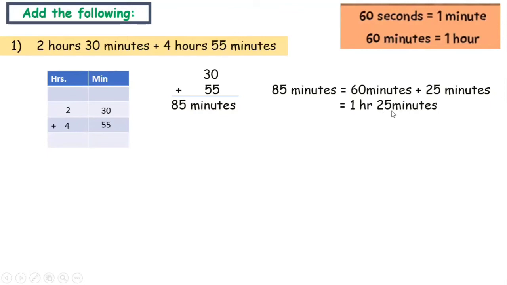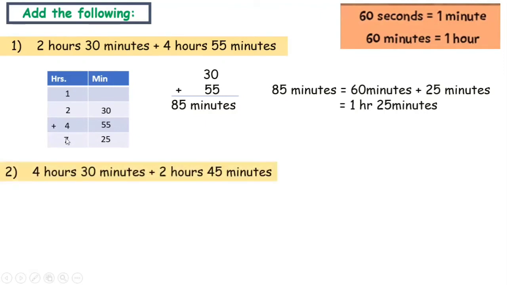So now this 25 minutes, I write it over here. Instead of 85 minutes, I write 25 over here. And this 1 hour, I put it in the hours column. Okay. Now I add 1 plus 2 plus 4. That gives me 7. I hope this is clear.